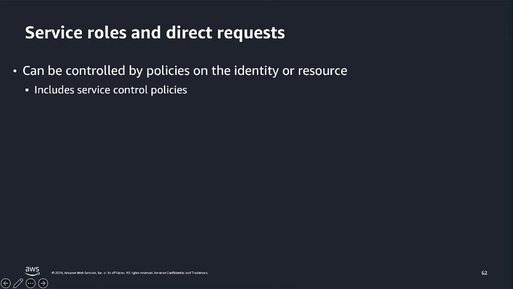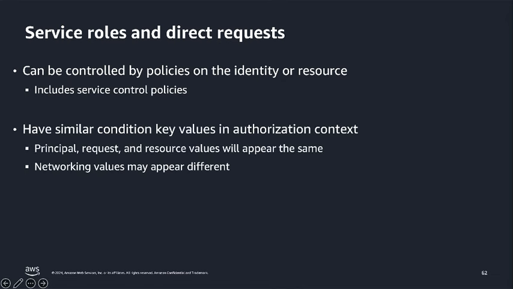Requests made by service roles and requests made directly behave similarly. Because the principals that make both types of requests belong to you, both of these request patterns can be controlled by policies on the identity, meaning policies such as identity policies, permissions boundaries, and service control policies, or SCPs. They can also be controlled by policies that are attached to a resource, like resource-based policies.